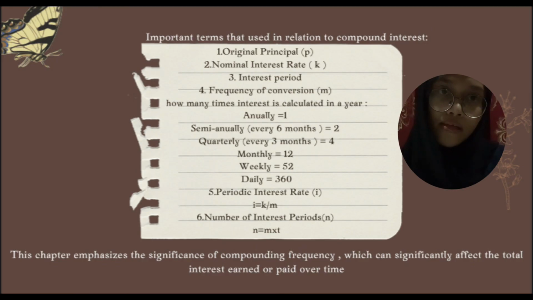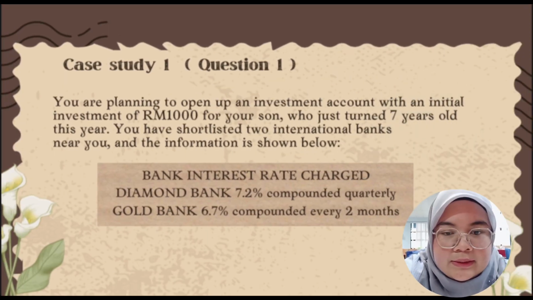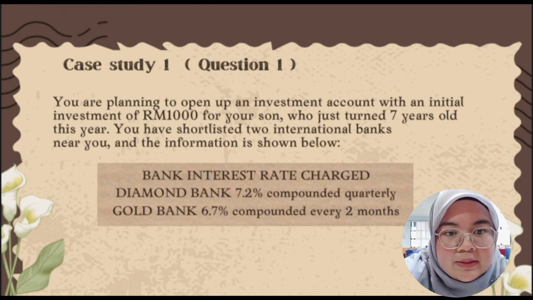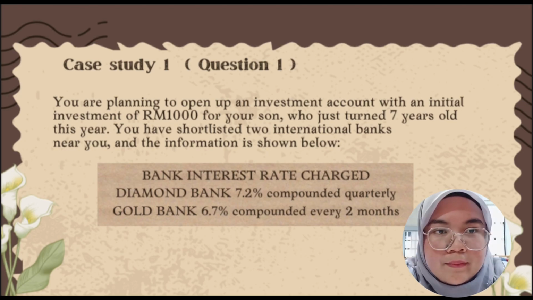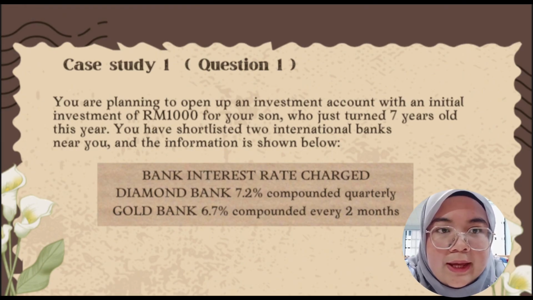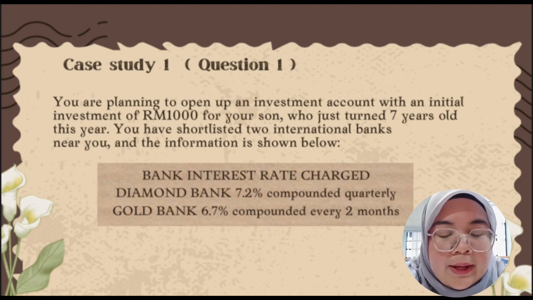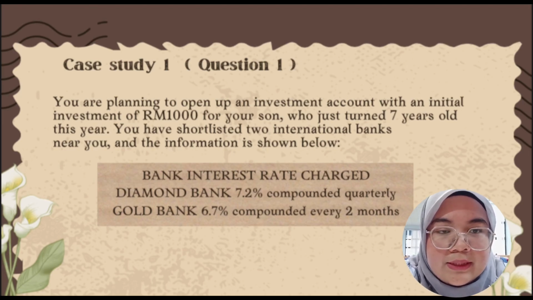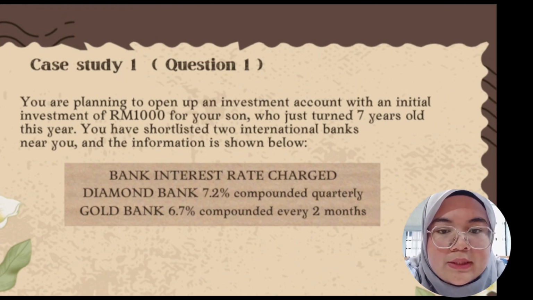This chapter emphasizes the significance of compounding frequency, which can significantly affect the total interest earned or paid over time. So the question states that you are planning to open an investment account with an initial investment of 1,000 ringgit for your son, who just turned 7 years old this year. You have shortlisted 2 international banks near you, and the information is shown below. First, Diamond Bank has 7.2% compounded quarterly as the interest rate. Meanwhile, Gold Bank has 6.7% compounded every 2 months.